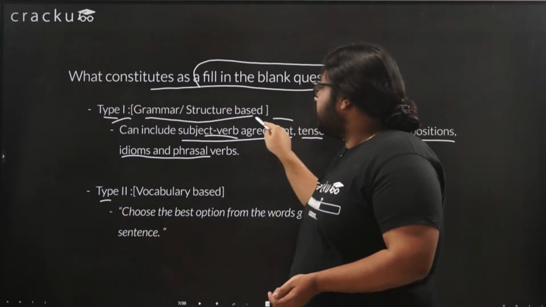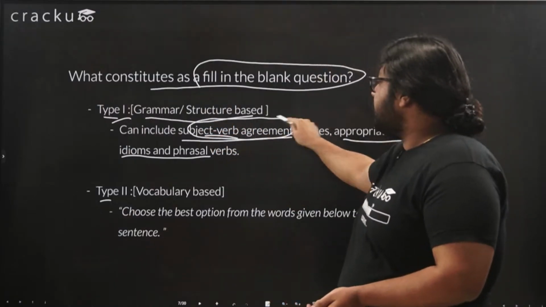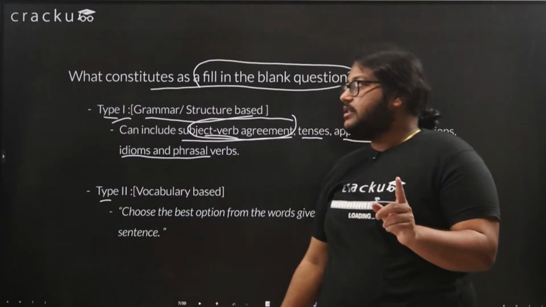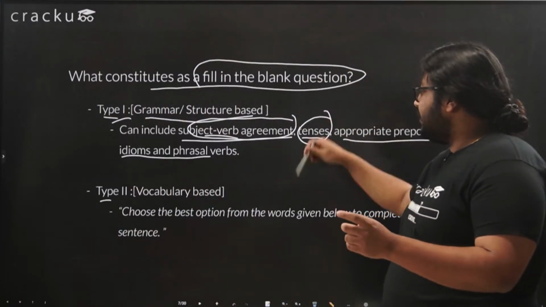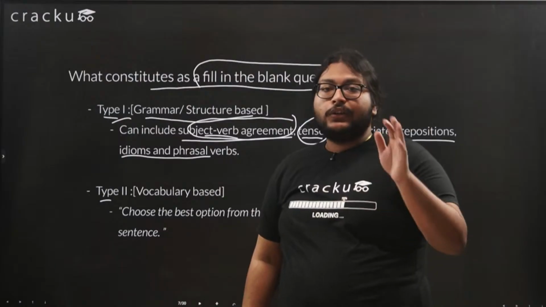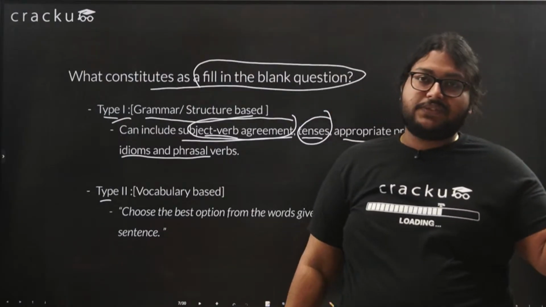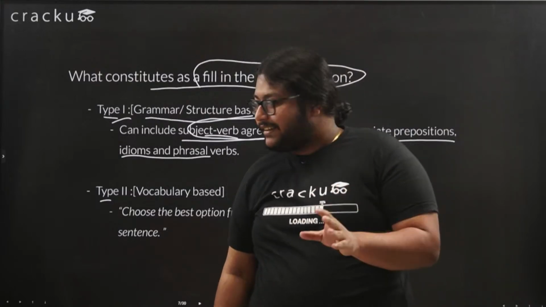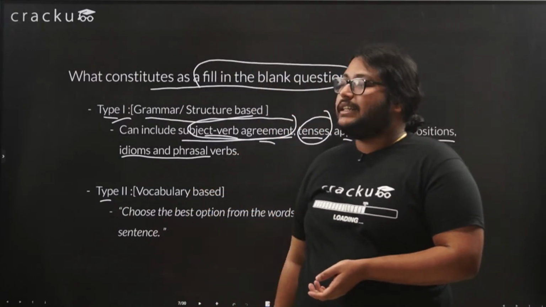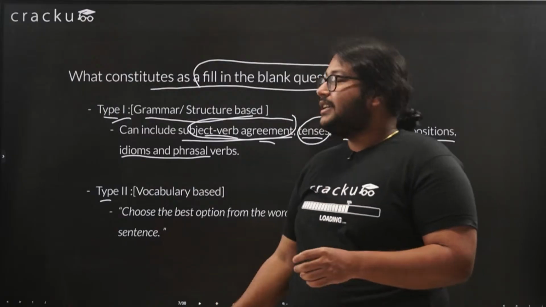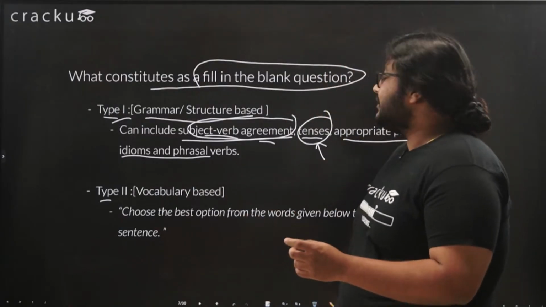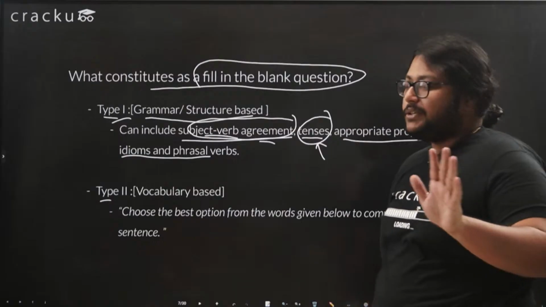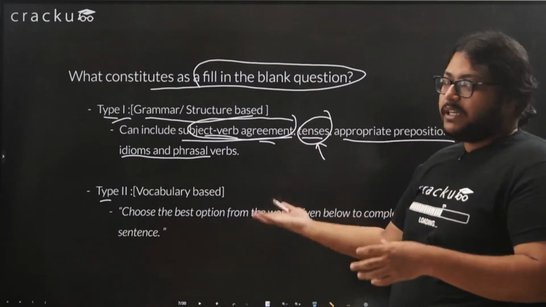If you have problems or if you are not very sure about the subject verb agreement rules or the tense rules per se, go check out our previous video on grammar and sentence correction. In it I have explained in detail all the rules which are necessary for subject verb agreement and also for tenses. So go check it out. You'll get to understand and then you can come back and watch this video.